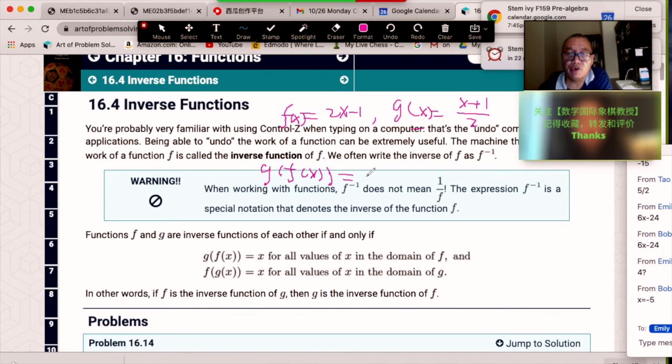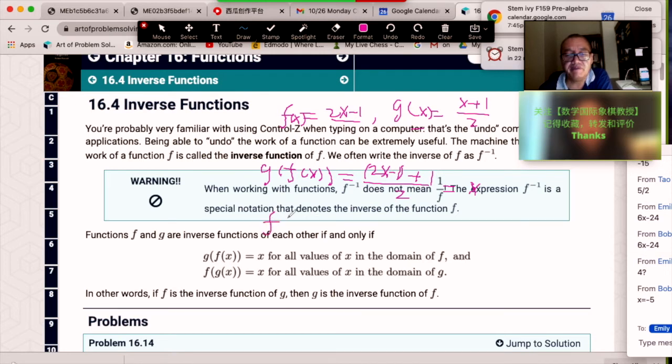This one will equal, say, the variable will change to this. You replace this x, so that will be 2x minus 1, then plus 1, then divided by 2. So let's simplify. We got x, right? 2x minus 1 plus 1, you got 2x. 2x divided by 2, you got an x.